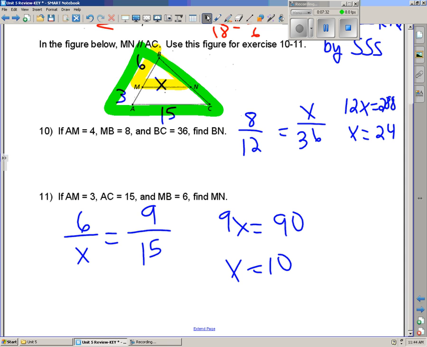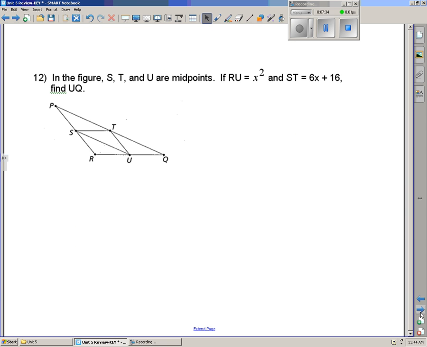Let's go to 12. In the figure, S, T, and U are midpoints. RU is x squared, which means UQ is x squared. ST is 6x plus 16. So this guy right here is 6x plus 16. It wants you to find UQ. Well, the fact that you know that all those little points are midpoints, you have a midsegment. And remember, the midsegment is equal to half of the base.